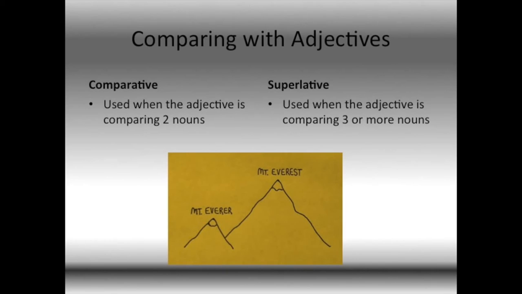But what if you're comparing three or more nouns? Well, in that case, you use the superlative form of the adjective. Superlative adjectives usually end in EST, although sometimes you put the word most in front of the adjective to show that it's superlative. So, for example, you could say, Miss Rule is the smartest teacher in the school, or you could say, Miss Rule is the most intelligent teacher in the school. Both of those are superlative adjectives.